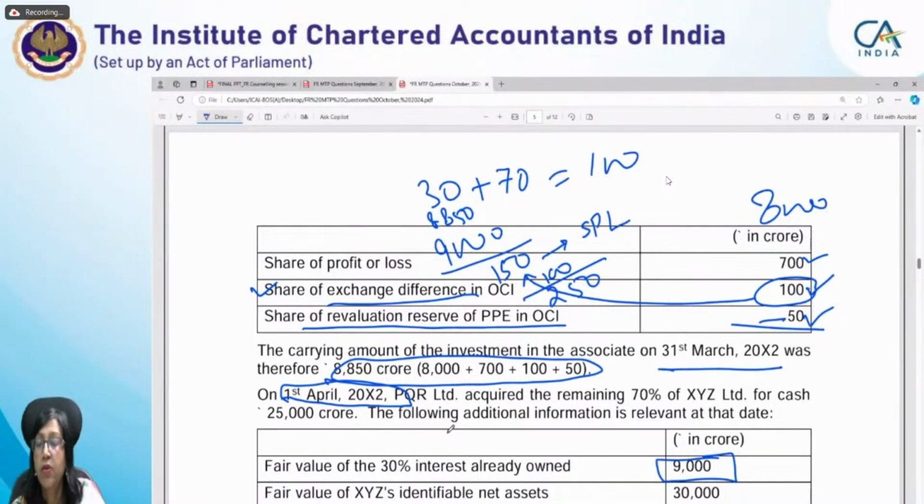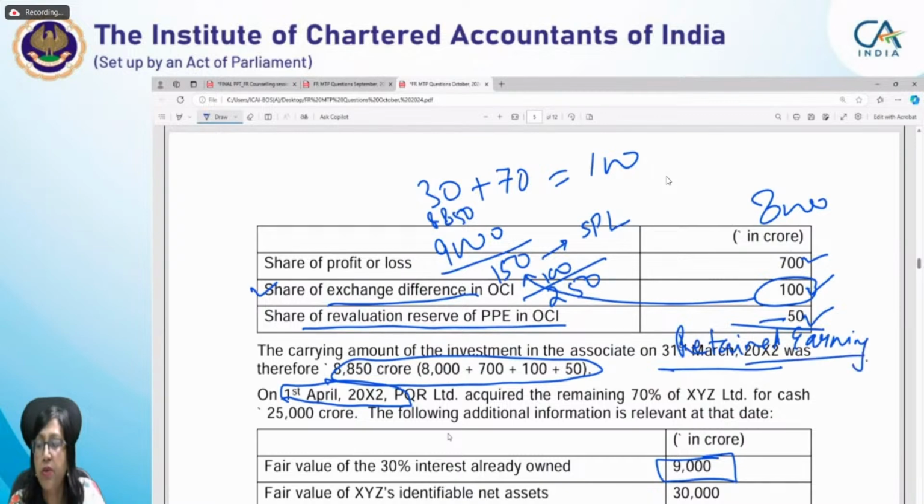Okay. So this revaluation reserve of PP&E through OCI cannot be reclassified to P&L as per Ind AS 16, Property, Plant and Equipment. It says any revaluation reserve of PP&E which is routed through OCI, when it is to be reclassified, will be routed through retained earnings. Okay.